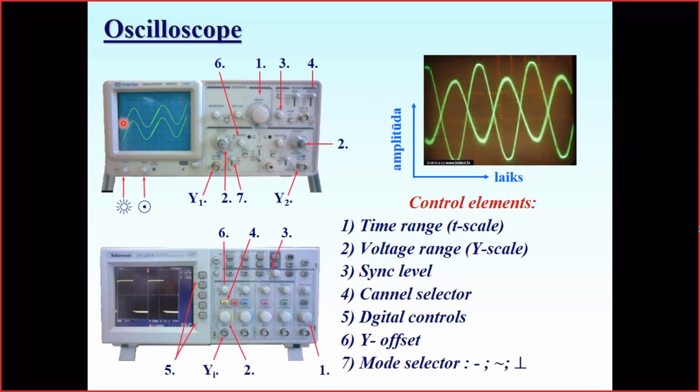different amplitudes. So by changing the voltage range, we change the amplitudes that we are able to depict on the screen. By increasing the gain, we decrease the range, and we may depict smaller voltages. By decreasing the gain, we increase the range, and we may depict higher voltages.